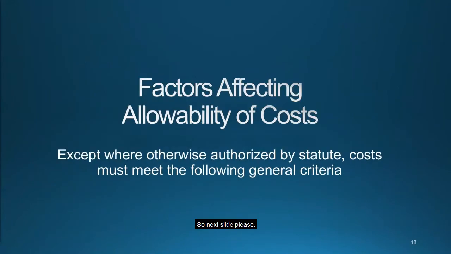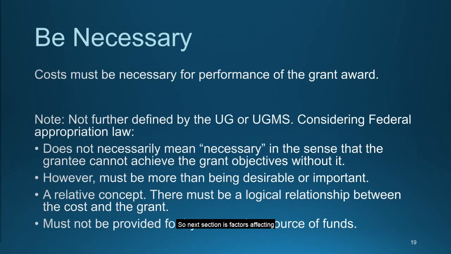So next slide, please. The next section is factors affecting allowability of costs. You've probably heard it a million times: costs must be necessary and reasonable. This is where that comes from, those factors affecting allowability of costs.